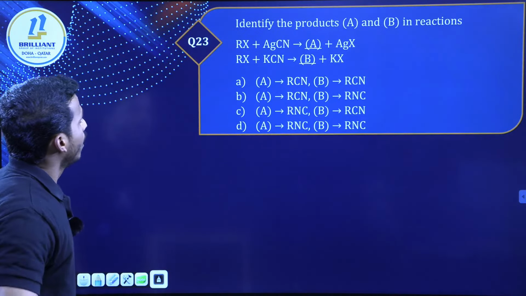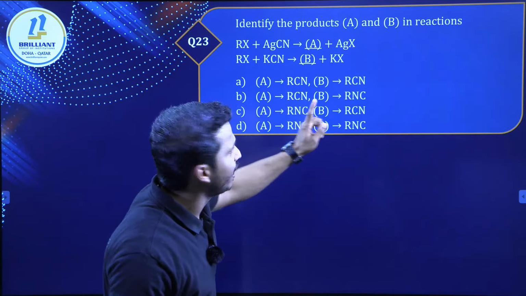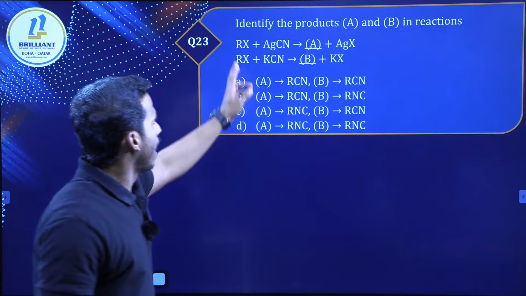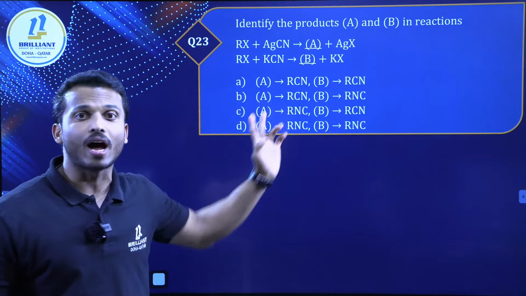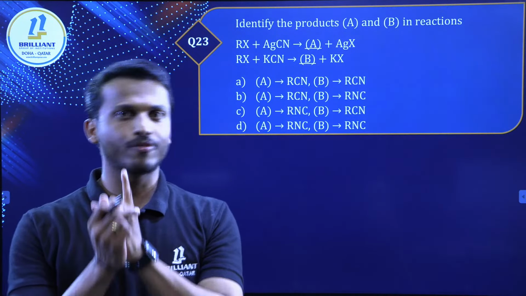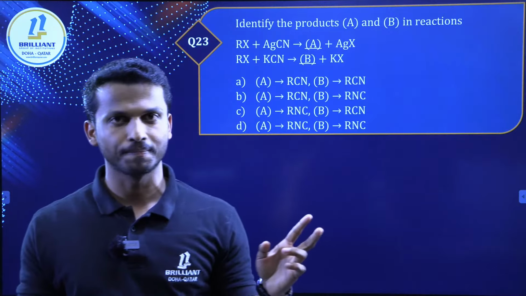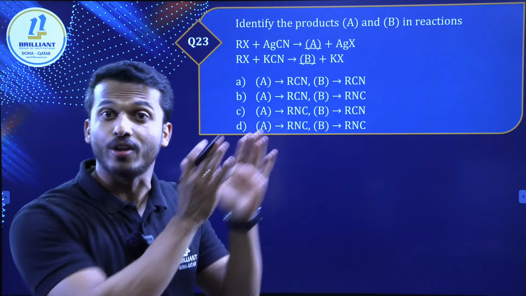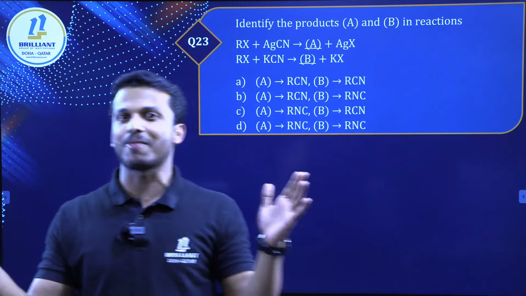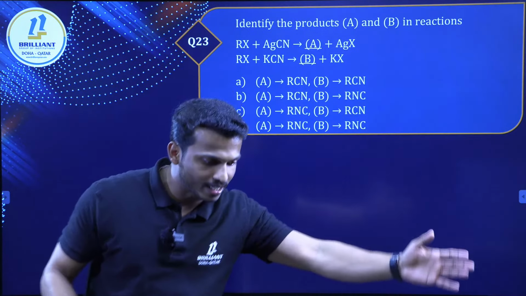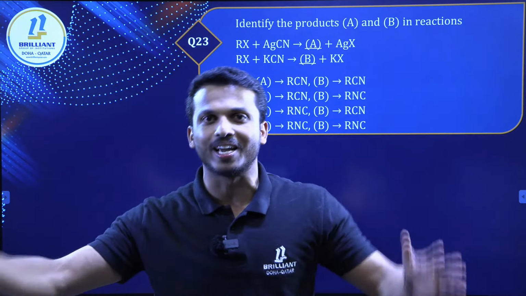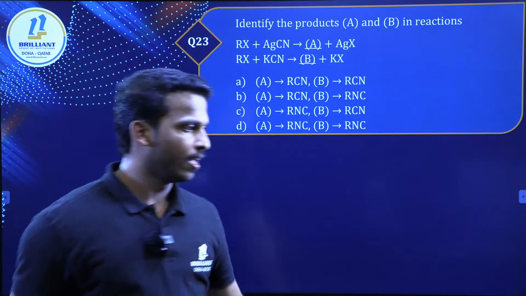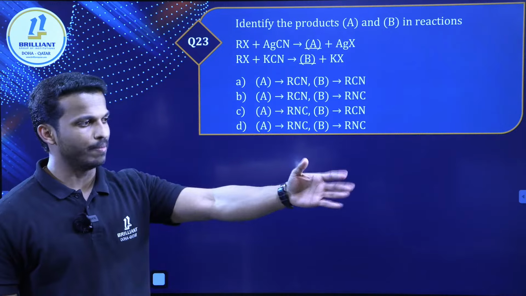Next question. Identify the product in the reaction. Simple question, but be careful giving the answer. Haloalkane with AgCN, haloalkane with KCN. Do you know? Therefore, I told you, avoid tension. Be confident on the reaction. Otherwise, when you see the options at the moment of examination, it will be totally confusing, whether it is giving cyanide or isocyanide. Concentrate on the question. The answer is there. What is the answer? We say immediate answering.